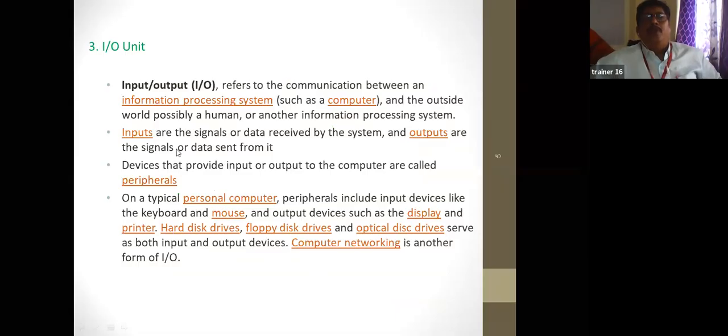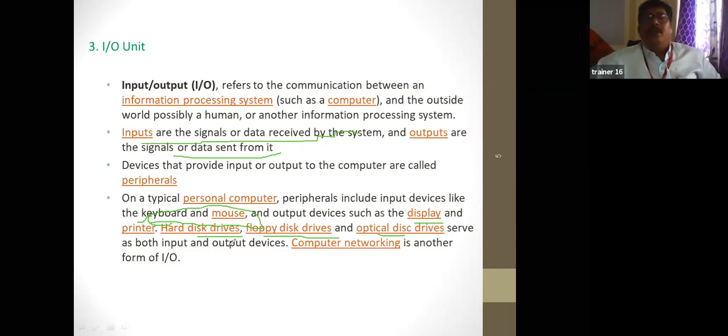This is the input and output interfaces. All of you know input and output interfaces, right? Here the inputs are the signals or data received by the system. These are nothing but what I said now, keyboards and mouse. Whereas the outputs are the signals or data sent from it. You can get the output. Those are display, printer, hard disk drives, floppy disk drives, optical disk drives. These are all output, right?